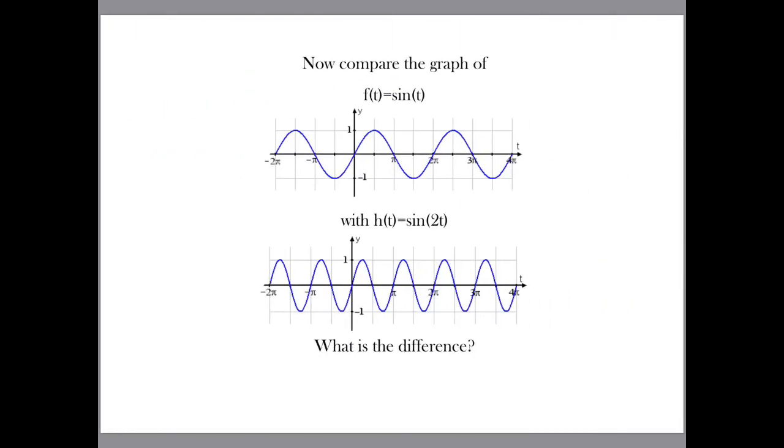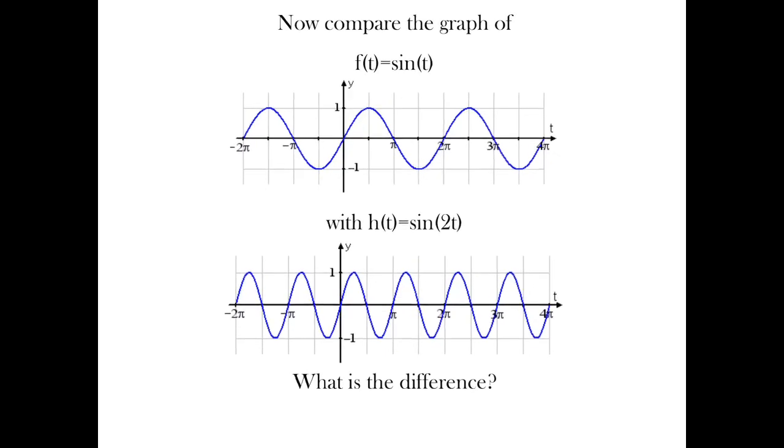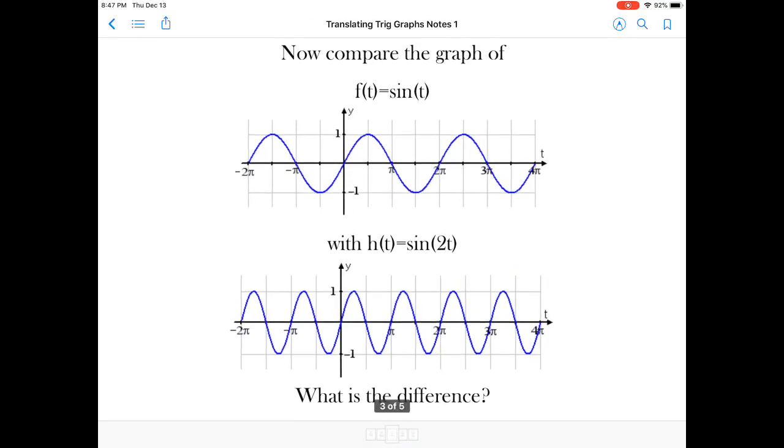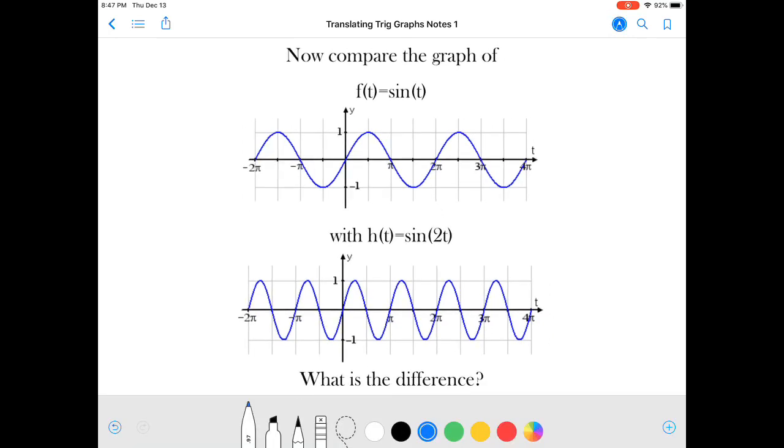Let's compare another set of graphs now that you have those copied down. So we have again f of t equals sine of t, but then we have our other graph, which is h of t equals sine of 2t. This time that extra number is inside the parentheses. What's the difference between the two graphs now?